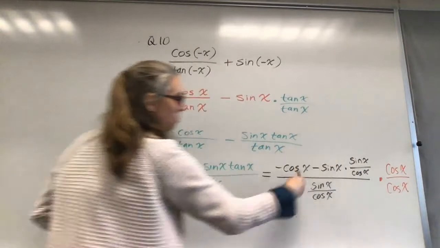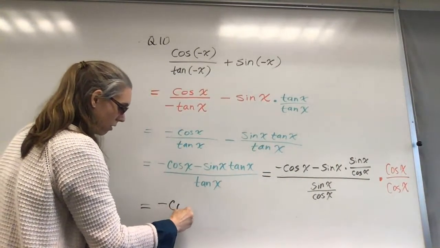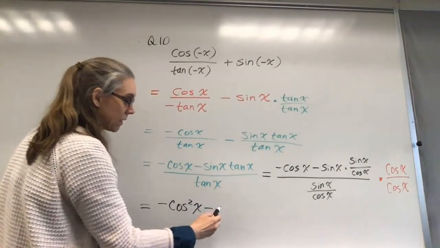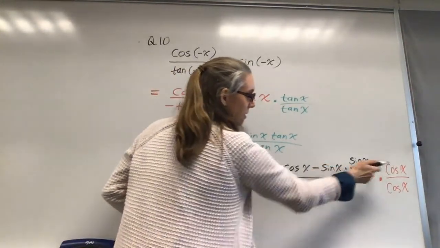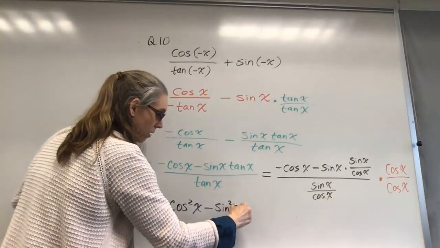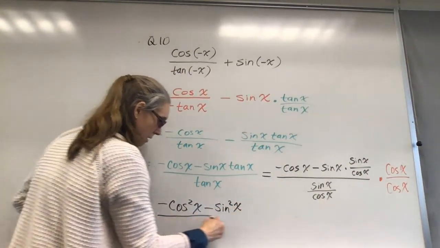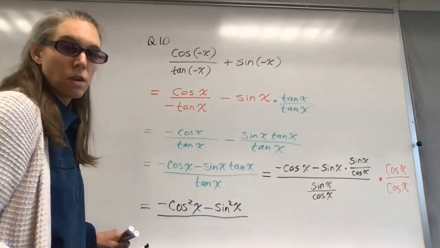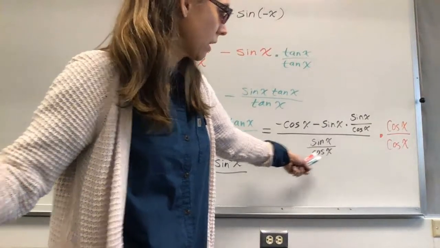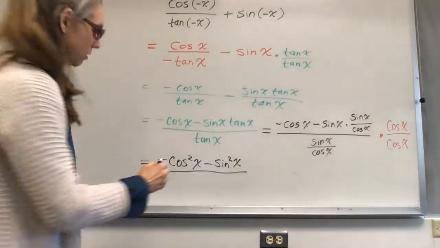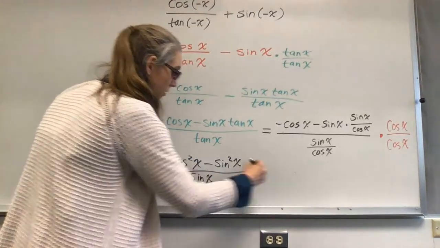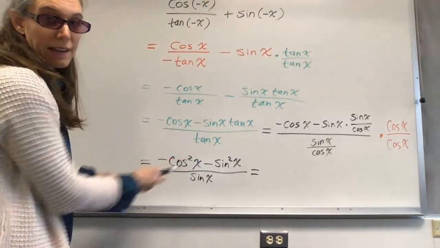We have the distributive property here as negative cosine squared x minus, the cosines here cancel, leaving you with sine squared x, and in the denominator we have sine x over cosine x times cosine x, which is just sine x. And now for this numerator, I can factor out a negative 1.